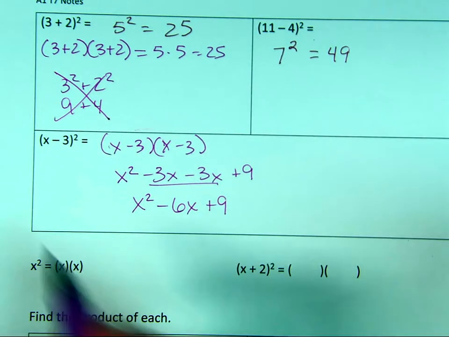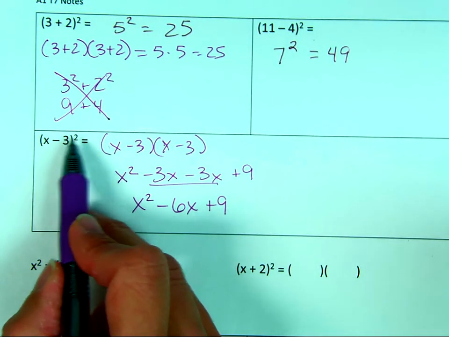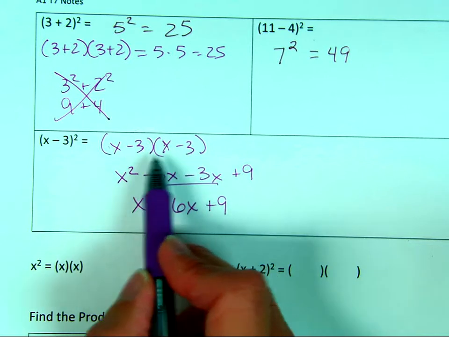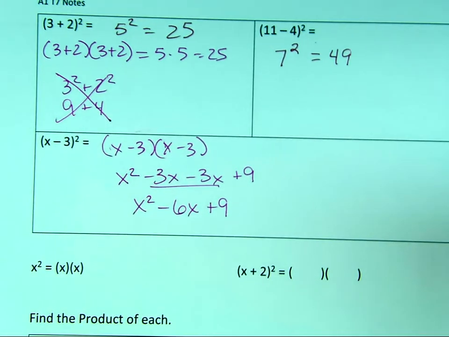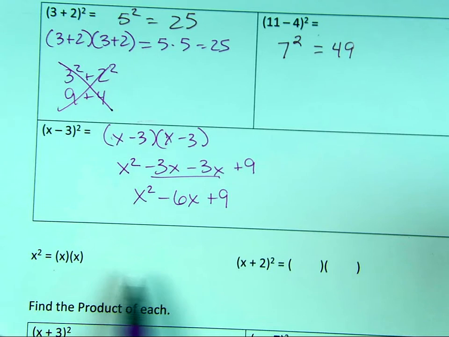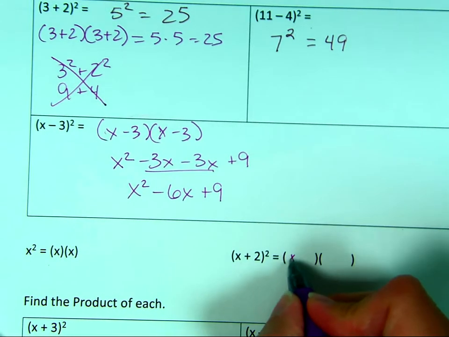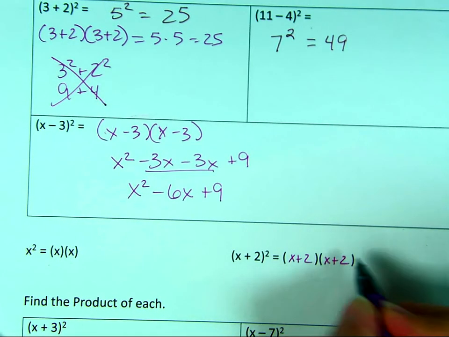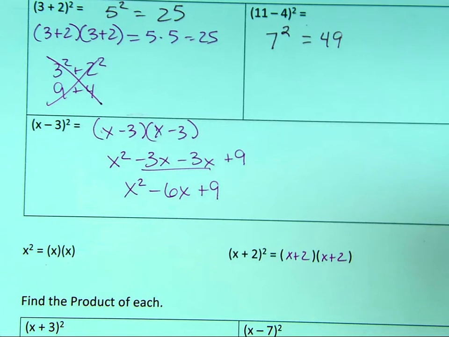So notice it was one binomial squared. You must write it like this, or you're going to get it wrong. So you've got to make sure you do that. So (x + 2) squared is (x + 2) times (x + 2). That's super important to remember. Okay, so we're going to do a couple of those.